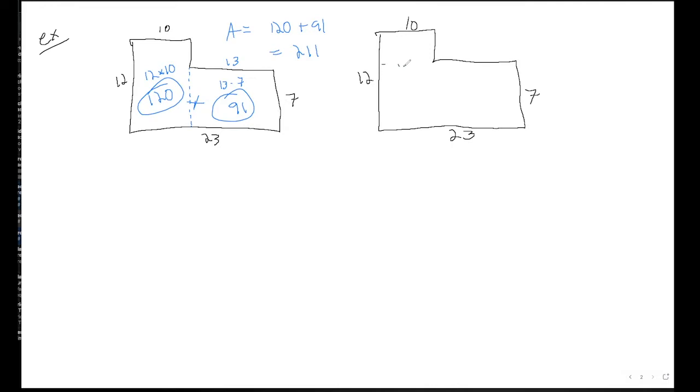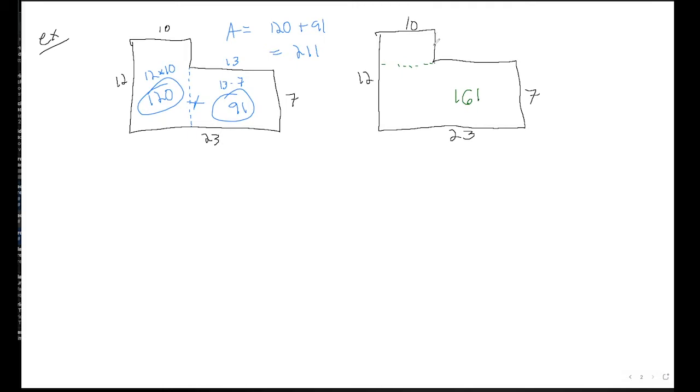Ew. Don't do that. That's violent. Okay, so now I can find the area of this guy. 23 times 7. That's annoying. I think it's 151, but I could be wrong. Okay. Yes, I am wrong. It's 161. Did you guys catch me before I did? All right, 161.